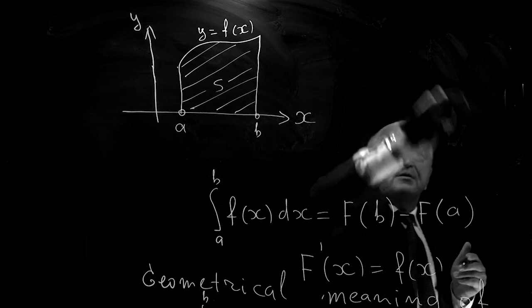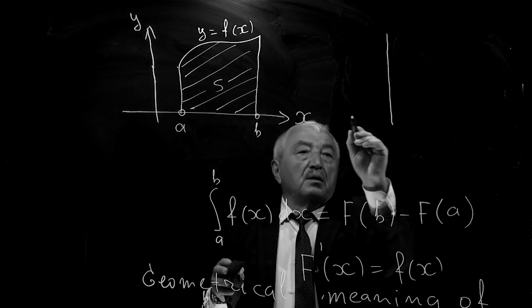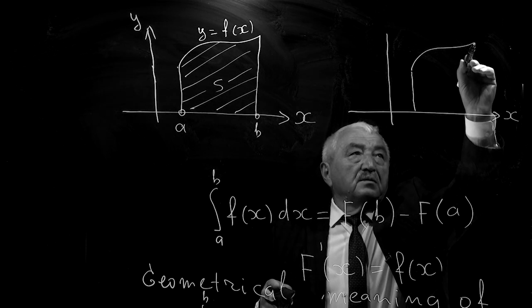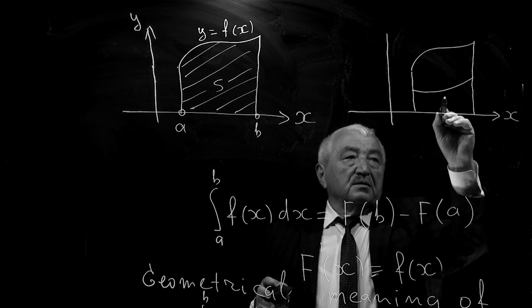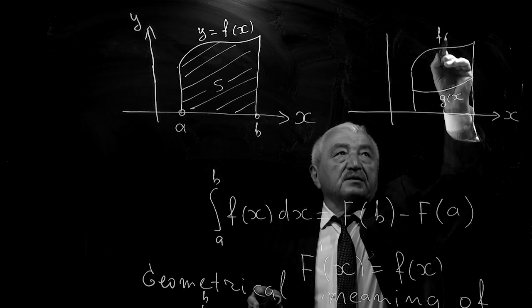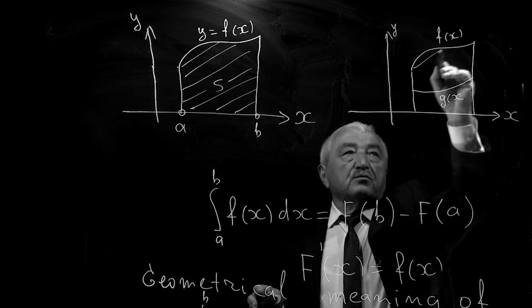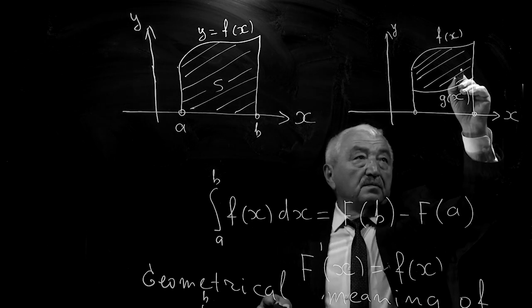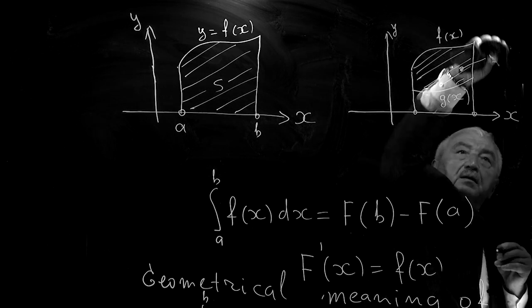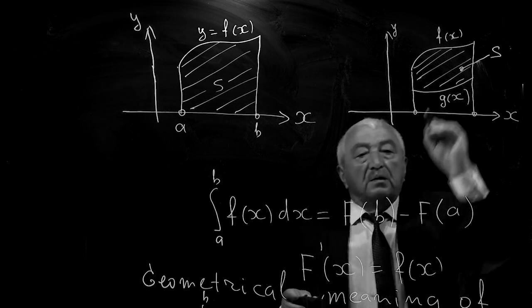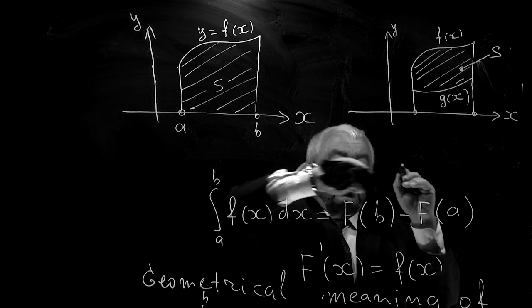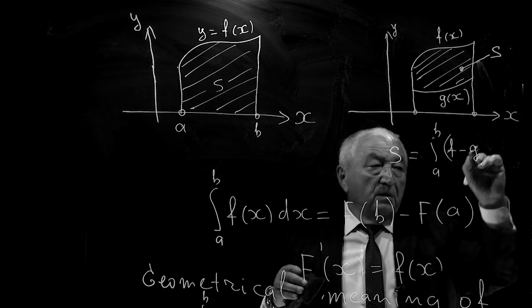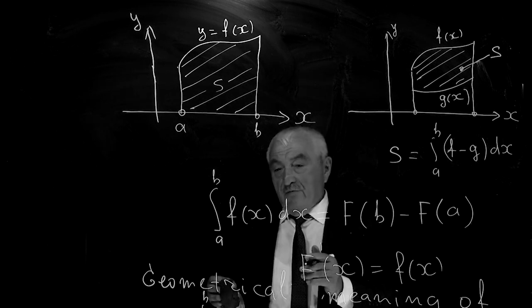In the case if it is necessary to find the area between two curves, for example these curves, the first curve f of x and the other g of x, to find this area between A and B, S is equal to integral from A to B of f minus g dx. It is a very important formula.